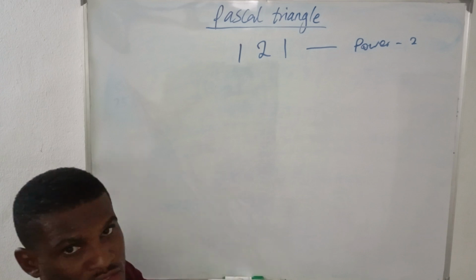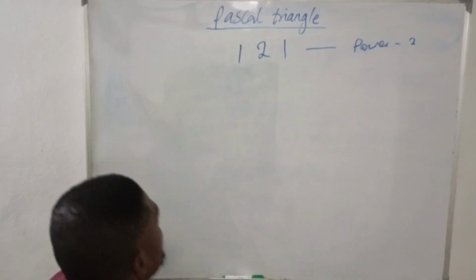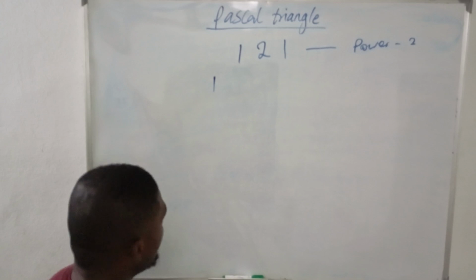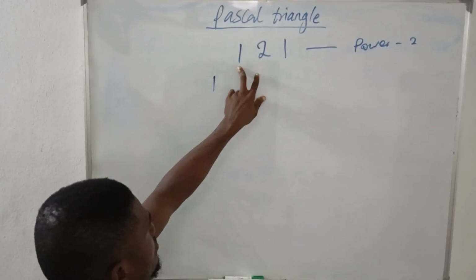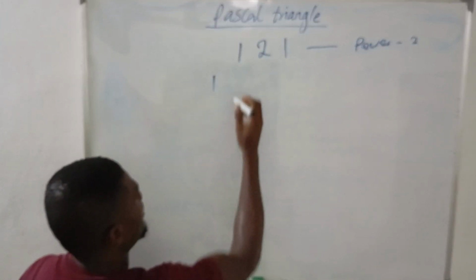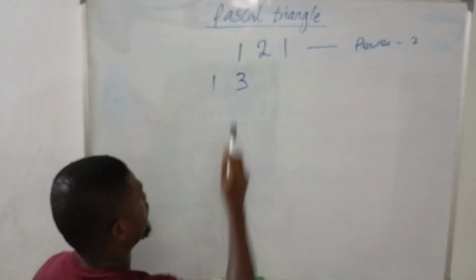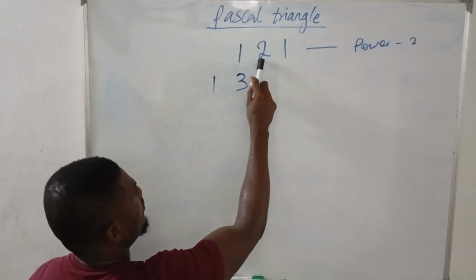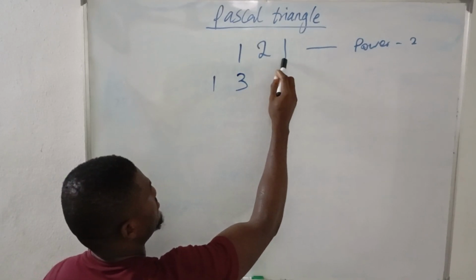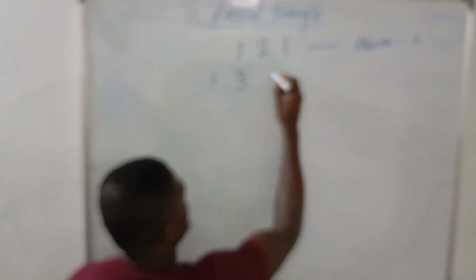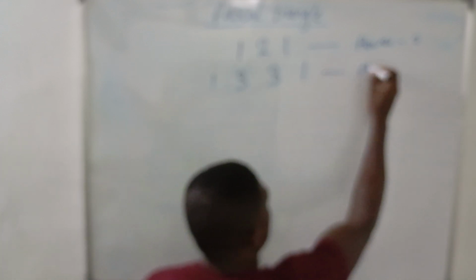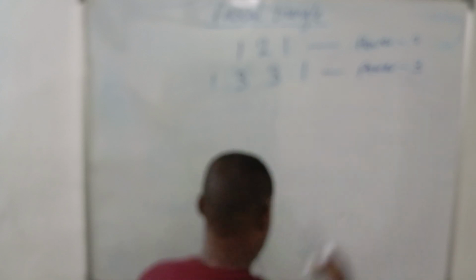Now to form the next coefficients, I'm going to start with 1. Now I'm going to add 1 to 2. 1 plus 2 will give me 3. Don't forget we added this with this. Now I'm going to add this with this, so 2 plus 1 gives us 3. And then we end it with 1. And that's the coefficients that we had there for the power of 3.